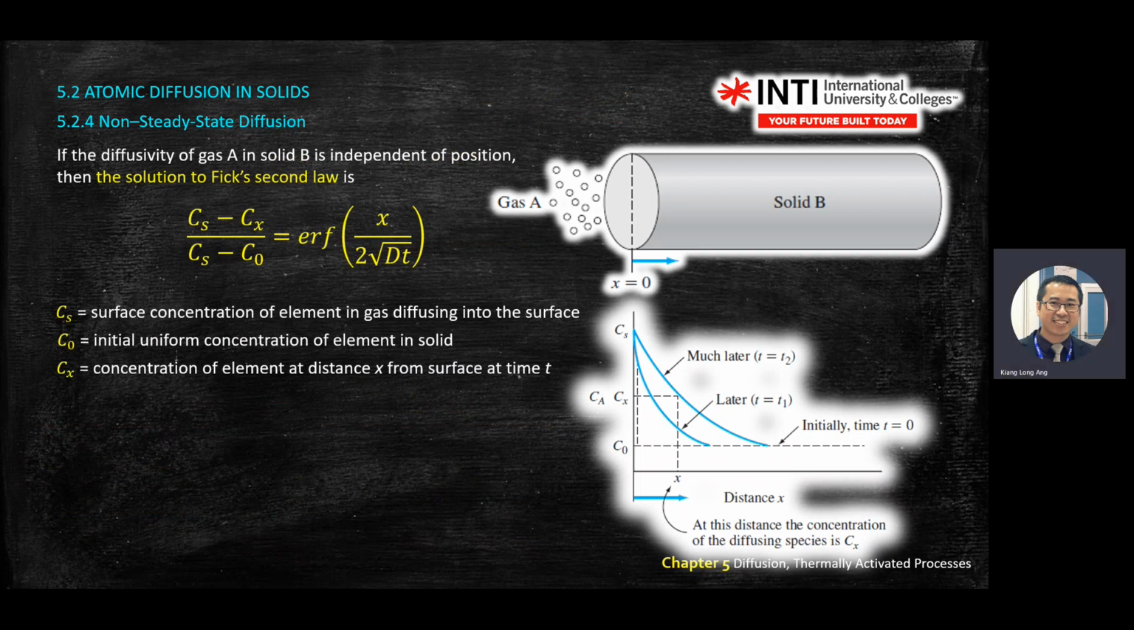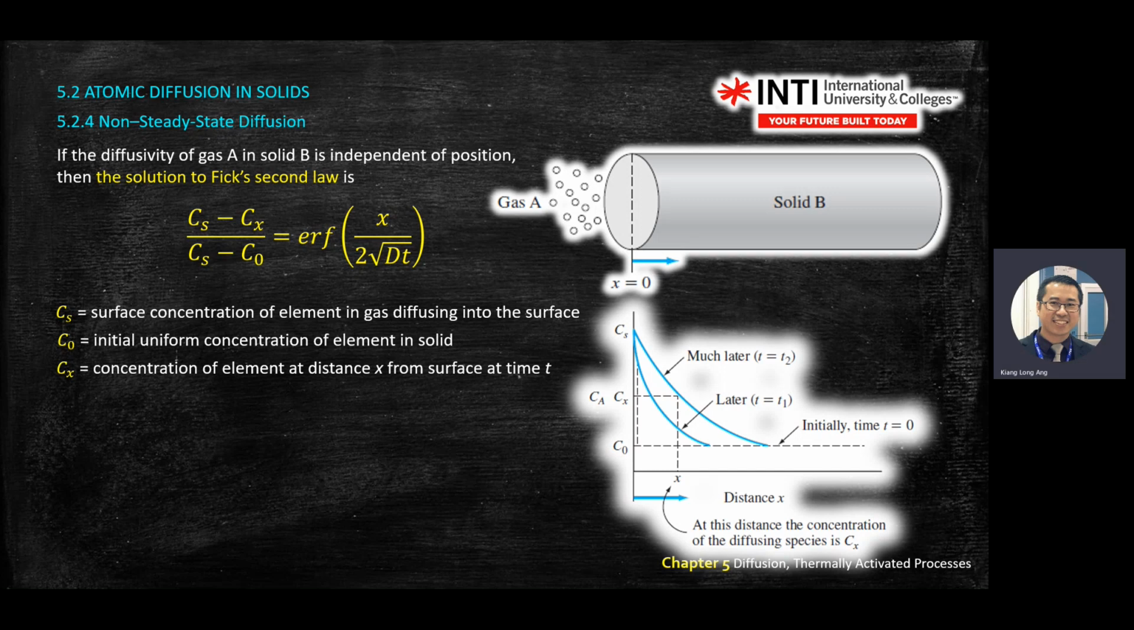So Cs is the surface concentration. C0 is the initial uniform concentration. Cx is the concentration that you want to find at that particular time. Then you use Fick's second law. You use Fick's second law when you have non-steady diffusion.